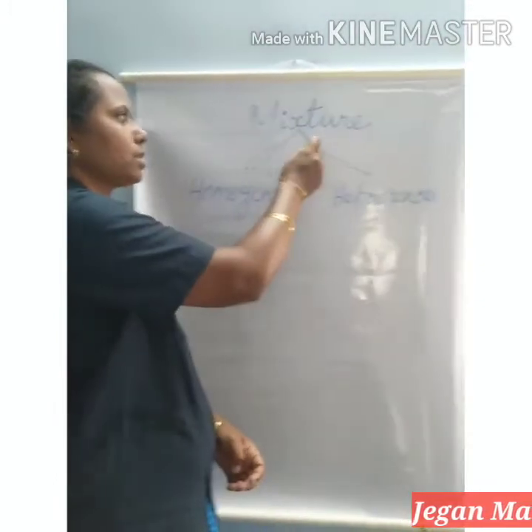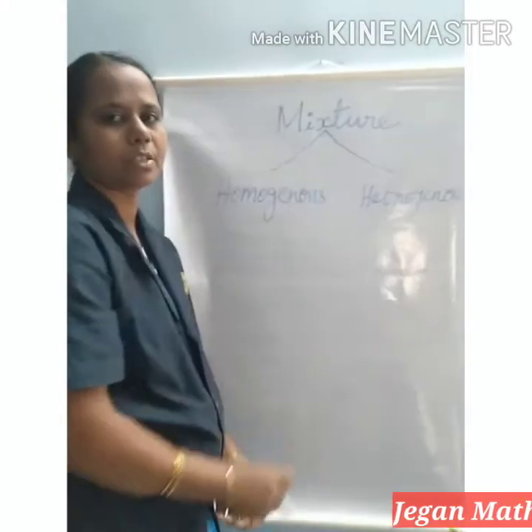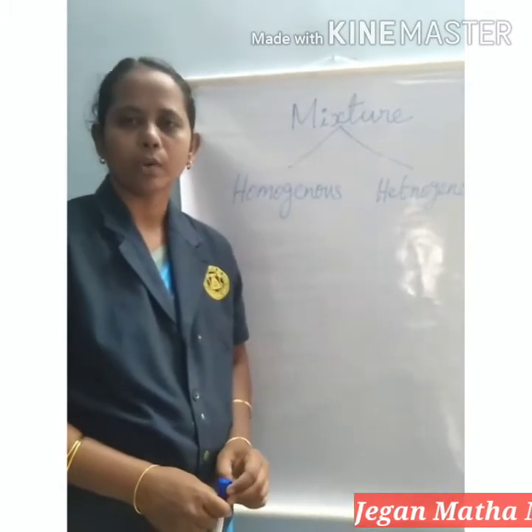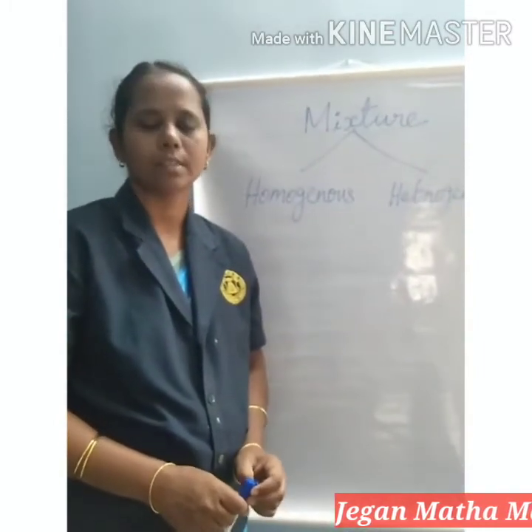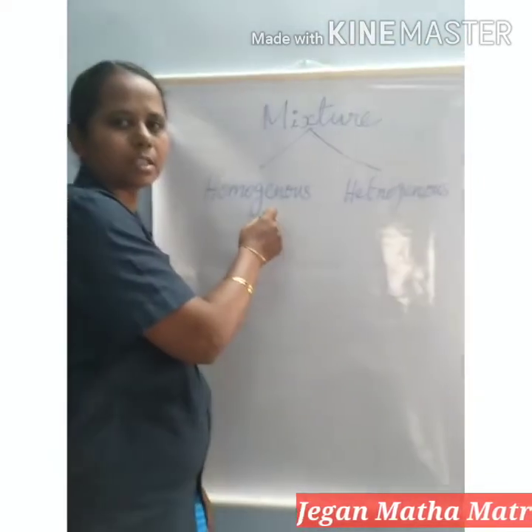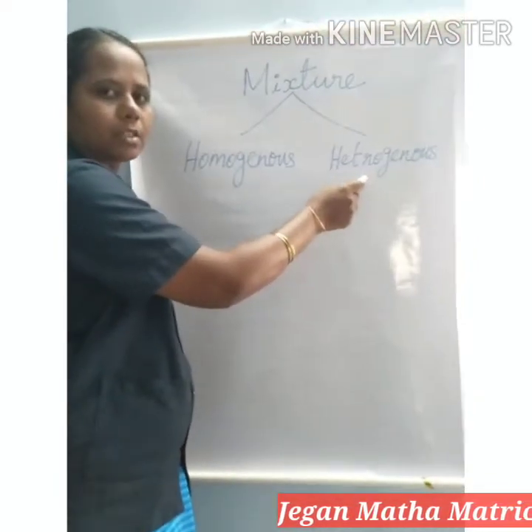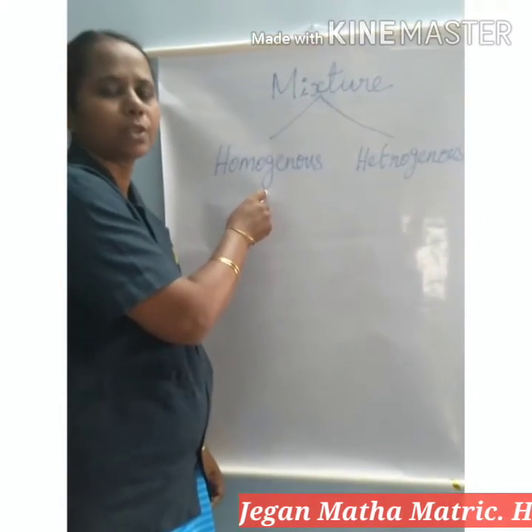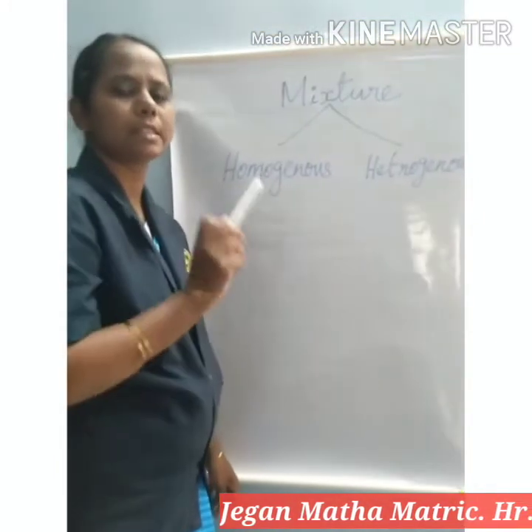In the previous class we have learnt about mixtures and types of mixtures. Mixtures mean two or more elements and compounds mixed together. It has two types: homogeneous mixtures and heterogeneous mixtures. In homogeneous mixtures, the components cannot be seen separately.